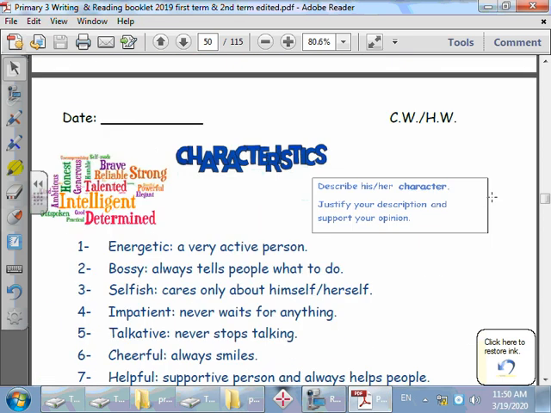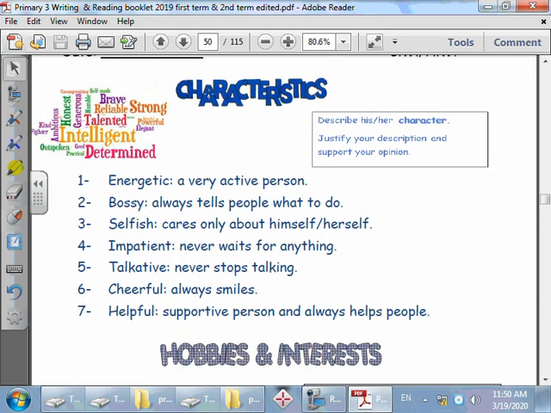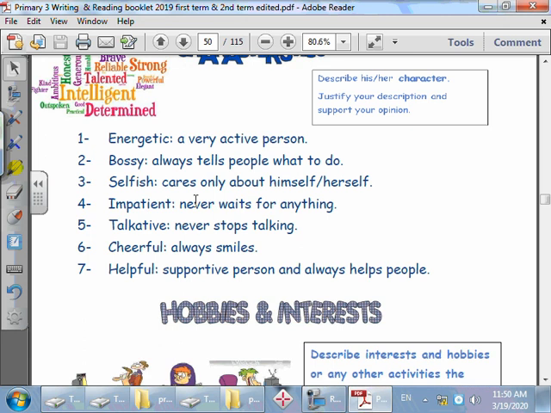Next. When we talk about someone's character, the characteristics, describe his character. For example, you have examples here. You have energetic. What's the meaning of energetic? A very active person, a person that doesn't like to sit down quietly in their place. They are energetic, full of energy. Okay? Or we could say bossy. What's the meaning of bossy? Always tells people what to do, like me. When I tell you, open your booklets, answer the question, I'm bossy. I always tell you what to do.